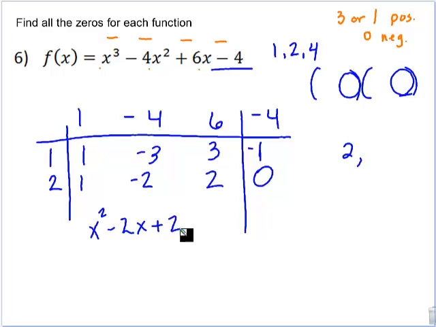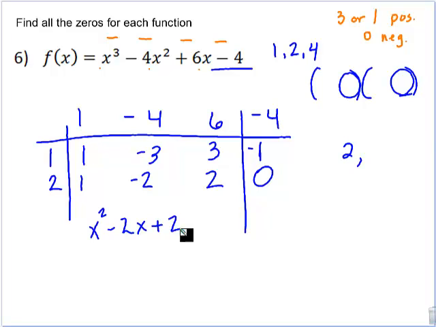You can do completing the square or the quadratic formula. The quadratic formula will probably be a little bit quicker for these, unless you got super fast at completing the square. So x equals negative b, right? So we'll do the quadratic formula.